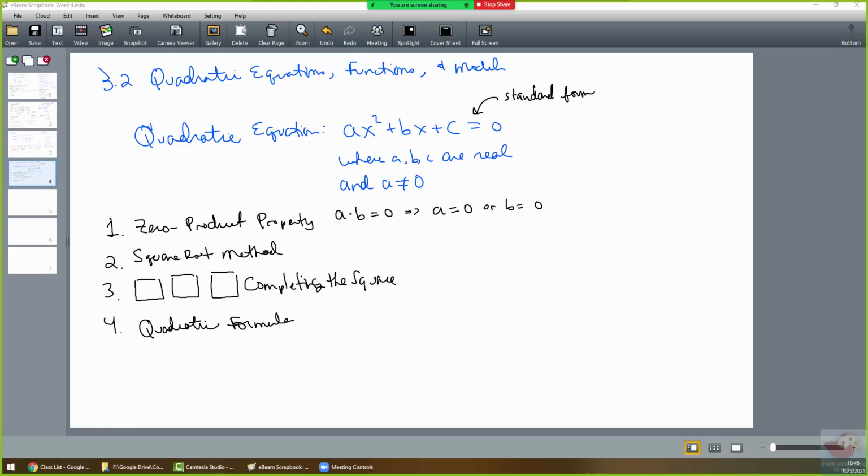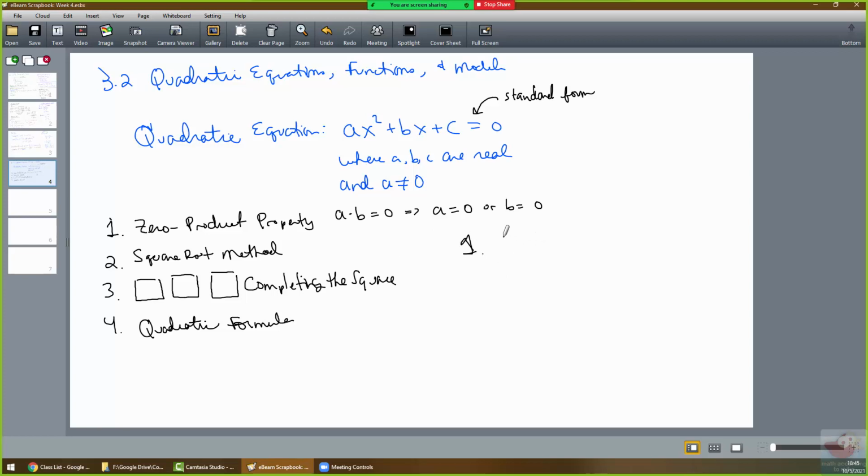Okay. So zero product property, you want to use this guy when your equation will factor nicely. So let's suppose we had 2x squared plus 5x minus 12. We're going to learn later how to look at it and know if you should bother factoring it. But I'm telling you right out, this one factors nicely.